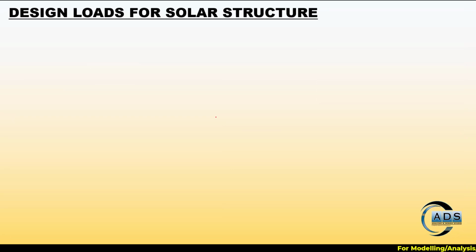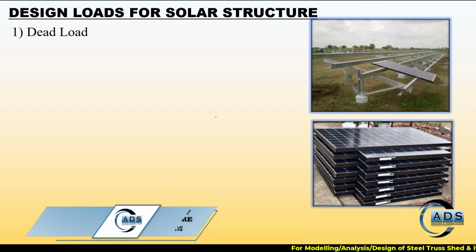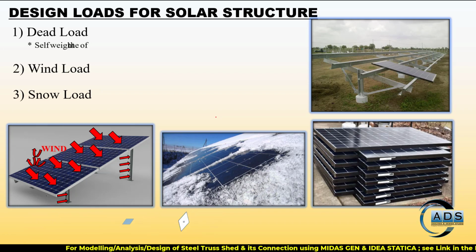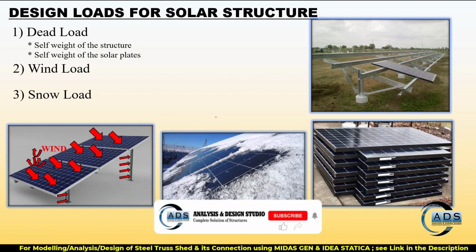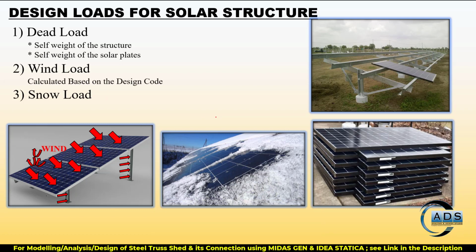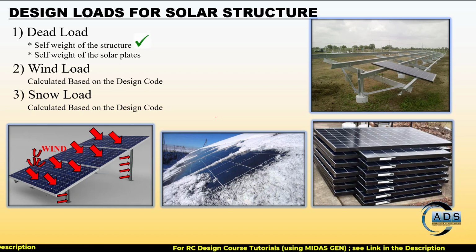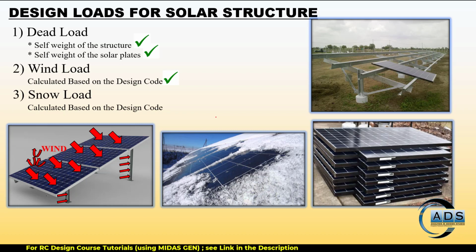Now, design loads for solar structures. The first one is dead loads, the second is wind loads, and the third is snow loads. Dead load includes the self weight of the structure and the self weight of the solar panels. Wind load is calculated based on the design code which we are following, and the snow loads are also calculated based on the design code. We will do the calculations of dead load including the solar panel weights and the wind load calculations, but we will not go into the snow load calculations.